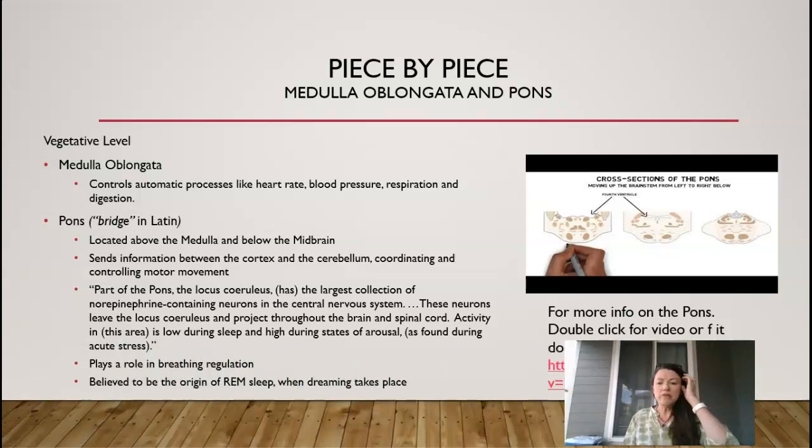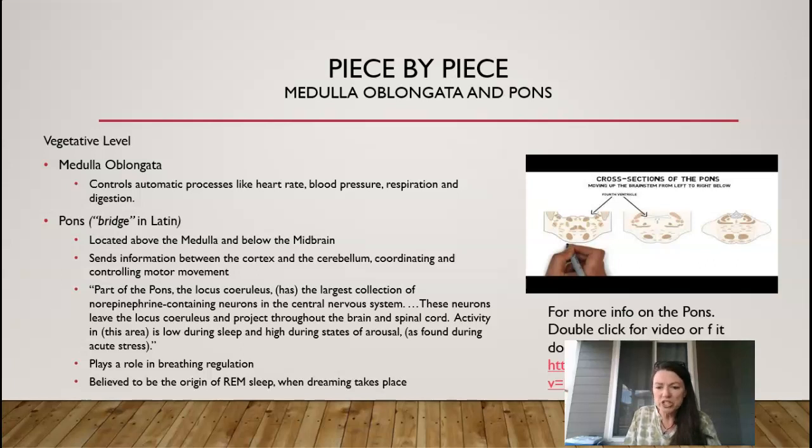So then in the vegetative level, we have the medulla oblongata, which controls automatic processes like heart rate, blood pressure, respiration. Thank goodness we don't have to think about all those. But when we do manage our breathing, then we are kind of getting in the center of that.